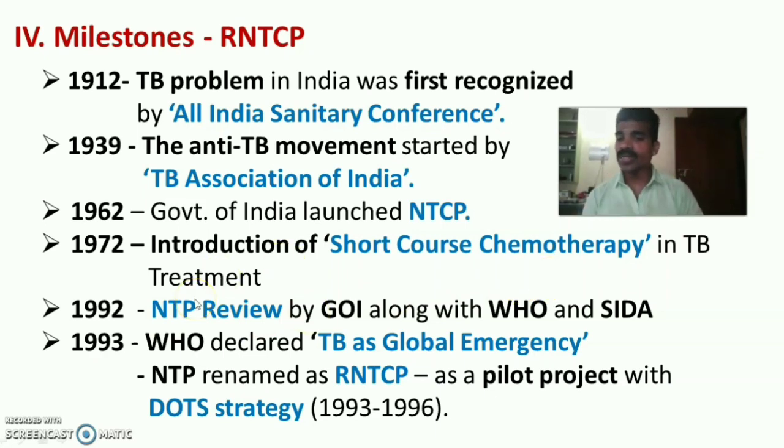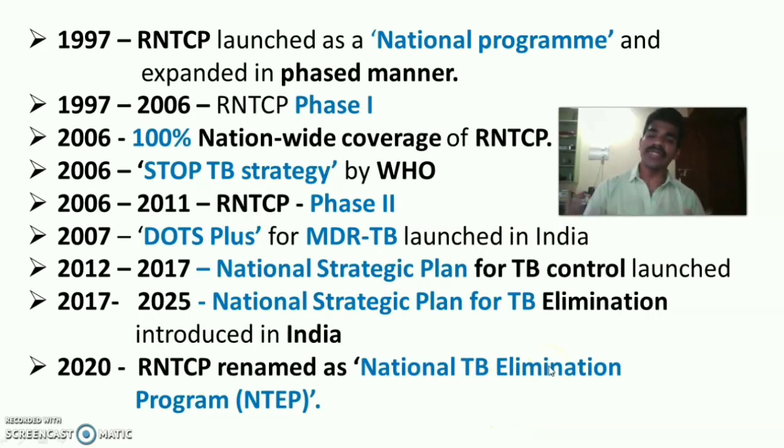Then in 1993, WHO declared TB a global emergency, especially in the developing countries. In the same year, NTP was renamed RNTCP, the Revised National Tuberculosis Control Program, as a pilot project with the DOT strategy. So RNTCP was introduced first as a pilot project from 1993 to 1996. Then later in 1997, RNTCP was launched as a national program in India, and it was expanded in a phased manner.